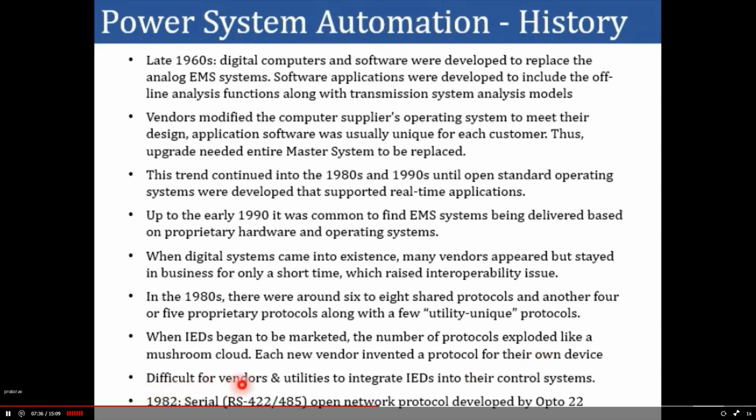So this was very difficult for utilities as well as the vendors to integrate the IEDs into the power system as well as the control systems. Now 1982 was a breakthrough year for network communication, because RS-422 and RS-485 were developed as open network protocols, developed by Opto 22. So you can say that 1982 was the starting period of network communication.